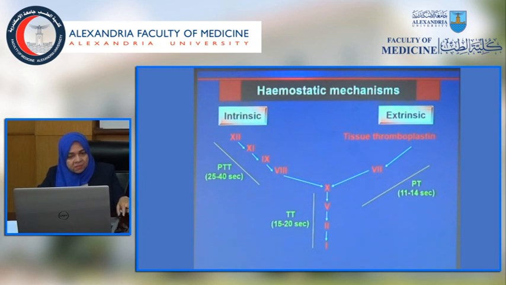So in resume, we have the intrinsic and the extrinsic pathway. Here, this slide is meant to tell you how we will assess the extrinsic and the intrinsic pathway in the lab. The extrinsic pathway will be assessed through prothrombin time, which is 11 to 14 seconds. The intrinsic pathway will be assessed through the partial thromboplastin time, and the common pathway will be assessed through the thrombin time.